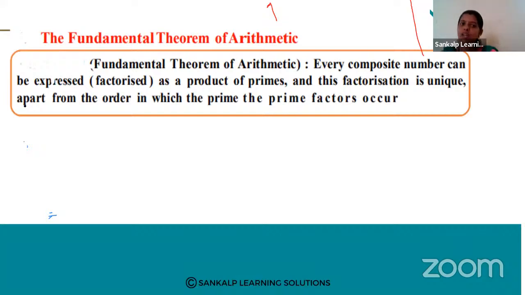Yes, what does it say? Fundamental theorem of arithmetic. What does it say to us? So observe carefully. The theorem says that every composite number can be expressed as a product of primes, and this factorization is unique apart from the order in which the prime factors occur.